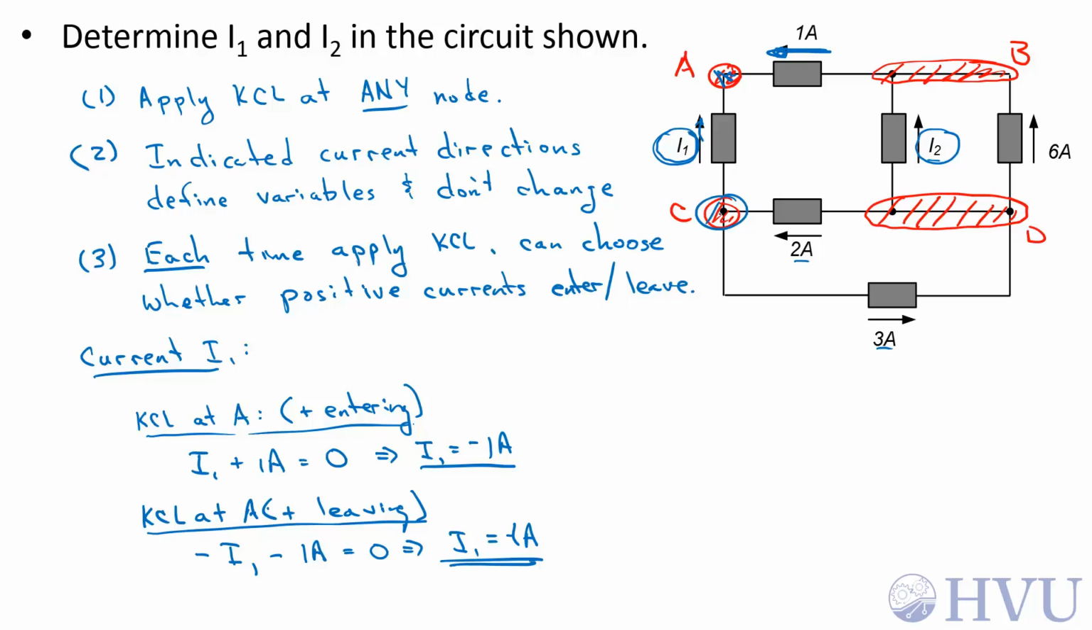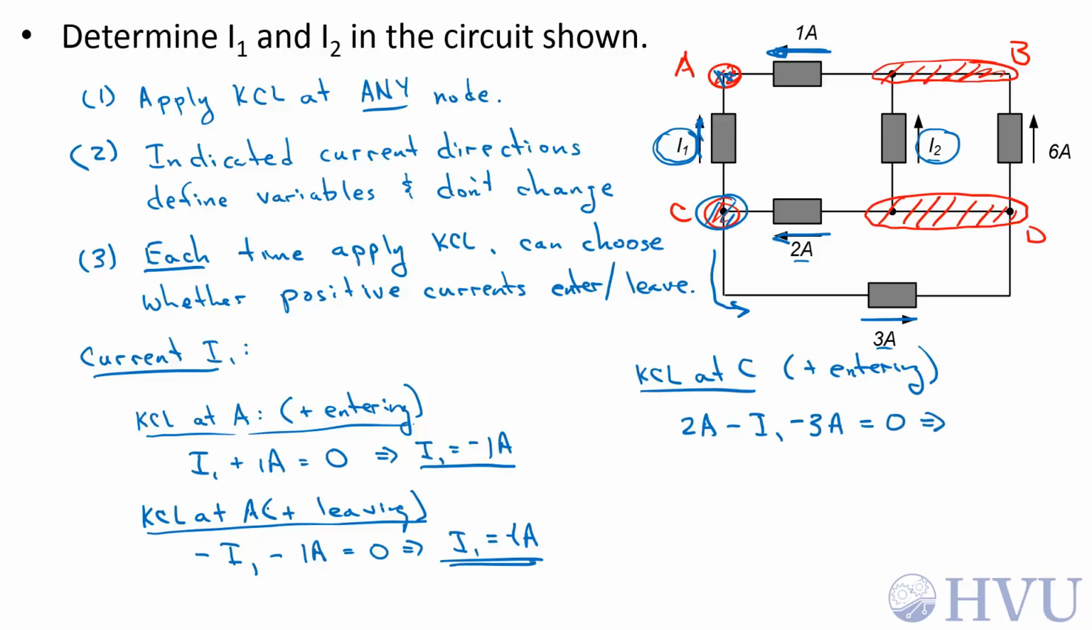You can also use KCL at C to get the current I1. Again, I can assume that either positive currents are entering or leaving the node. I think for this case, I'll assume positive or entering. In that case, this 2 amp current is entering node C. That's positive. I1 is leaving, so that becomes a negative contribution. And 3 amps is leaving in this direction. That also becomes a negative contribution. That sums to 0 because those are all the currents that are entering or leaving node C. So again, I1 is equal to negative 1 amp.